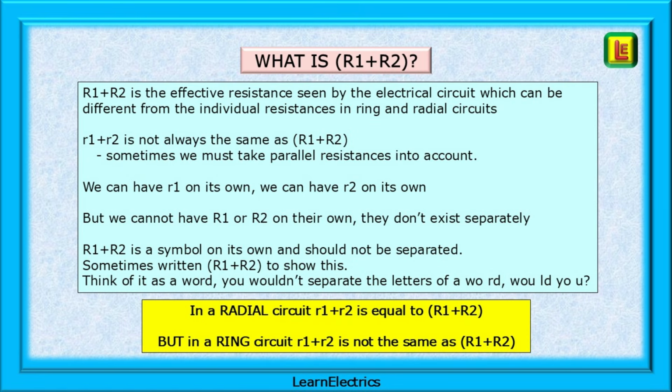We can have little r1 on its own, and we can have little r2 on its own, but we cannot have big R1 or big R2 on their own. They don't exist separately. Big R1 plus R2 is a symbol on its own and should not be separated, sometimes written (R1 + R2) in brackets to show that they come together. Think of it as a word. You wouldn't separate the letters of a word, would you?